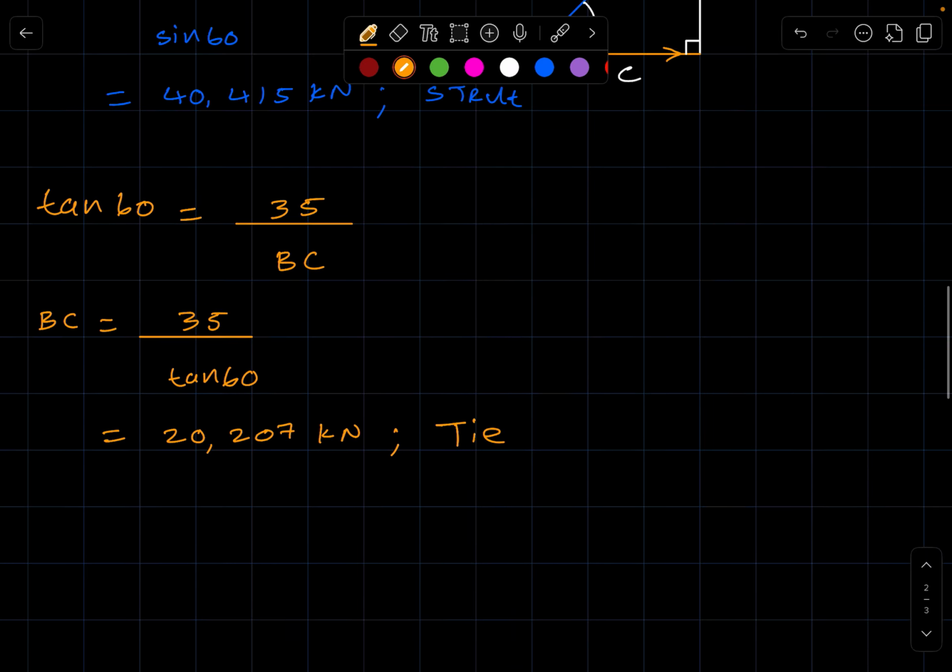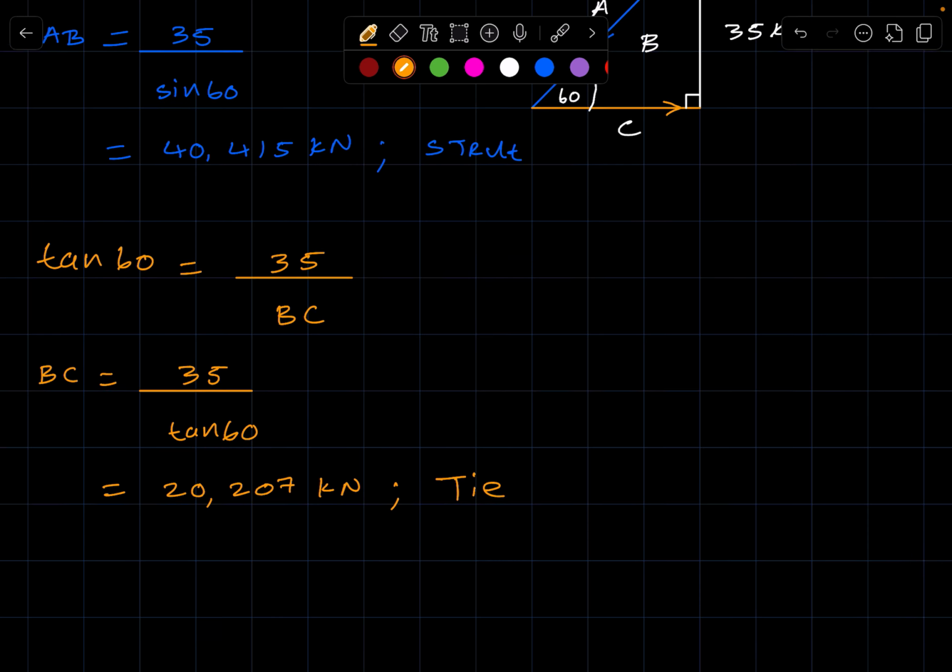And that is how you determine the magnitude and direction of members on a framework or a roof truss for Engineering Science N3 under forces.